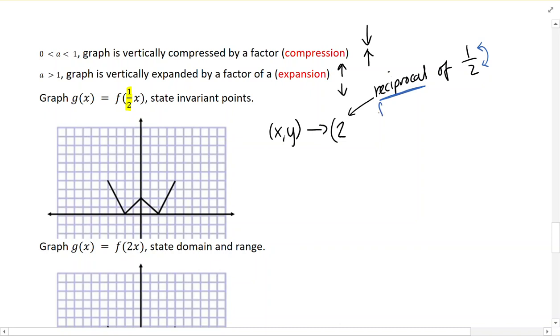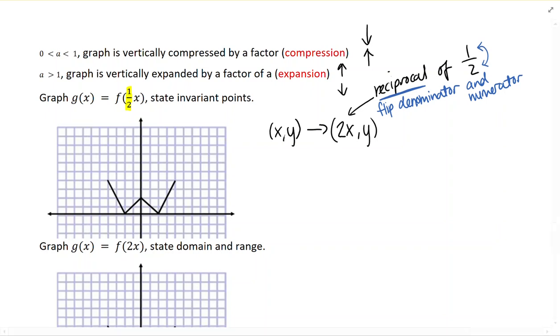Let me just write that down really small. Flip denominator and numerator. That will give you the reciprocal. Which brings it to 2x. At this point, you'll just follow the procedure as is.